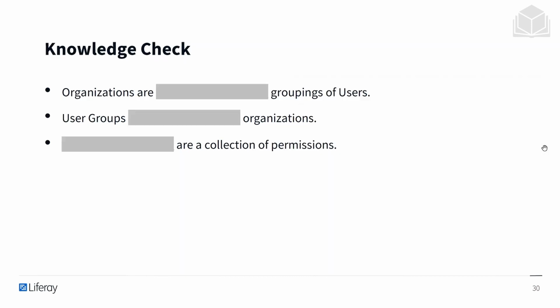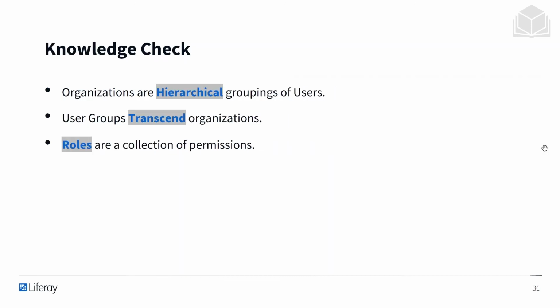Time for a knowledge check. Organizations are hierarchical groupings of users. User groups transcend organizations. Remember, they don't actually adhere to that structuring. And roles are a collection of permissions.